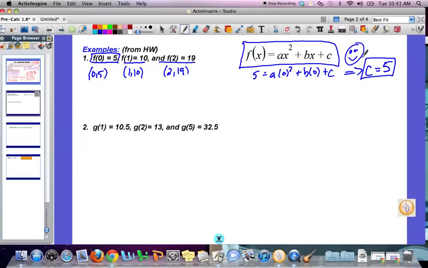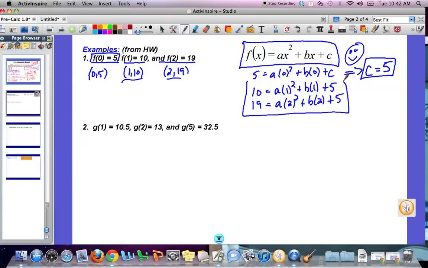So using the next point, using this point right here, I would have 10 equals a times 1 squared plus b times 1 plus 5. I'm not going to say plus c because I know that c is 5. Using the third point, I have 19 equals a times 2 squared plus b times 2 plus 5. So here are my 2 equations that I need to solve.